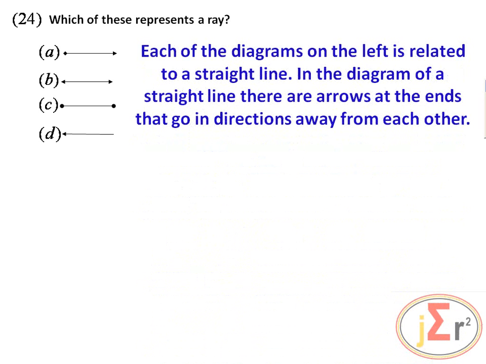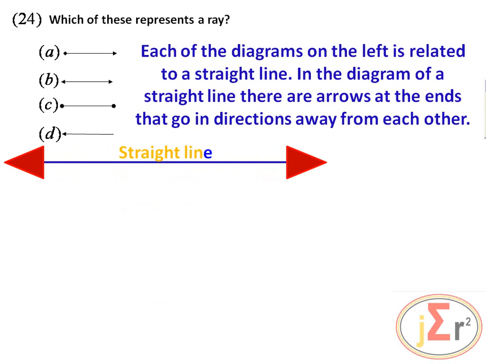Each of the diagrams on the left is related to a straight line. In the diagram of a straight line, there are arrows at the ends that go in directions away from each other. So that's the diagram of a straight line. It contains arrows going away from each other, like that. A straight line contains arrows at each end that are in directions going away from each other.